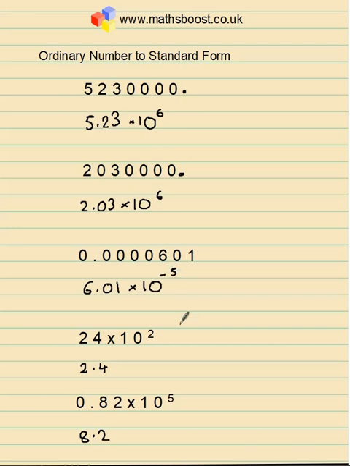Of course, the shortcut way of thinking about it is this is a large number, so that's going to be positive. This is a small number, so it will be negative. And you won't go far wrong if you think on those terms.